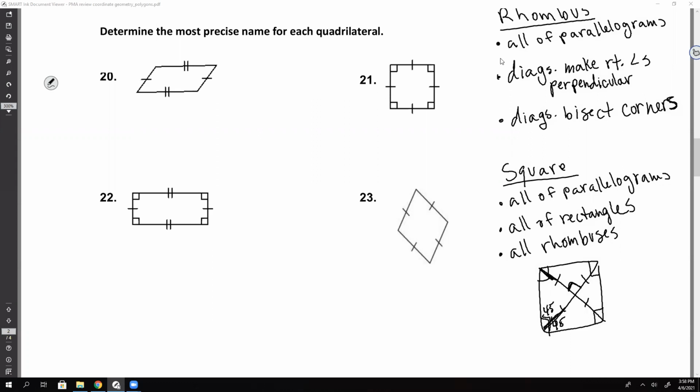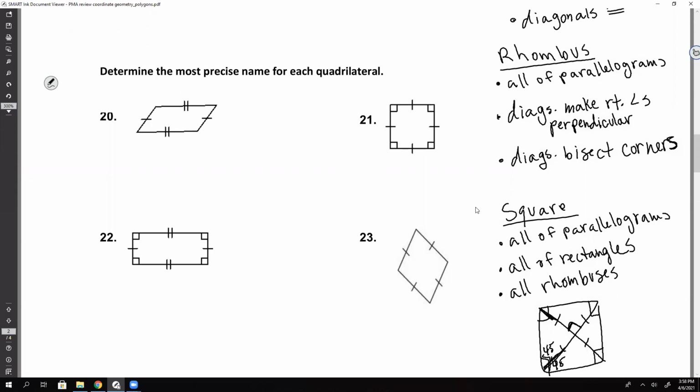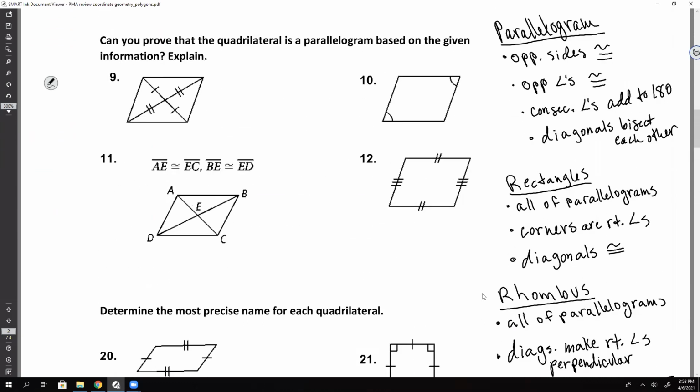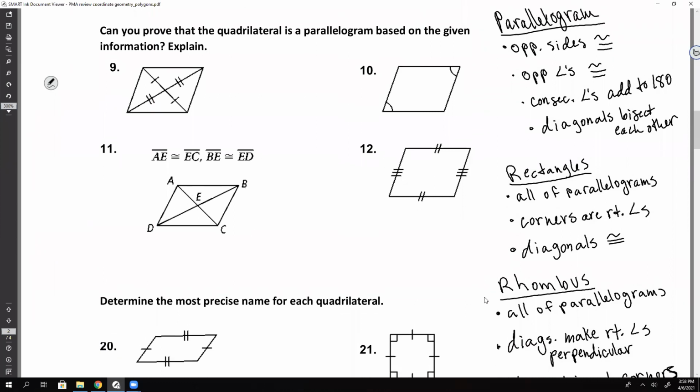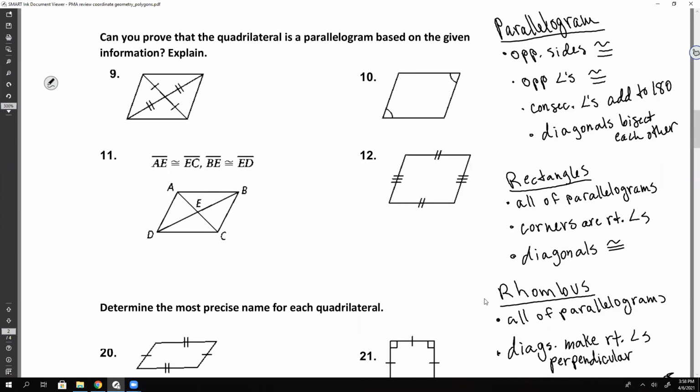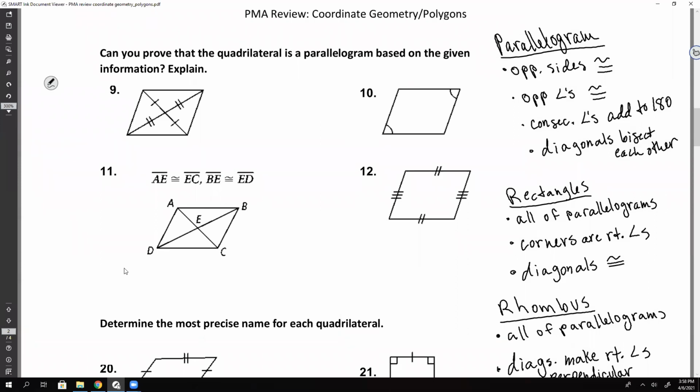So that's the big thing with squares, rhombuses, rectangles, and parallelograms. Those are the main shapes they're going to really concentrate on. So now we're going to look over here and see, can you prove that the quadrilateral is a parallelogram based on the given information? And we have to explain.